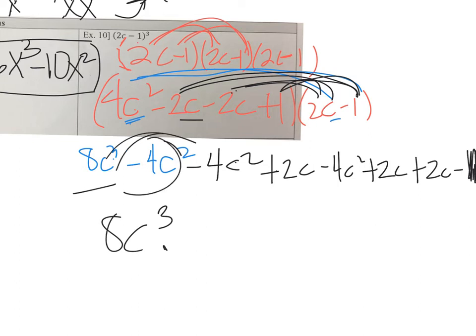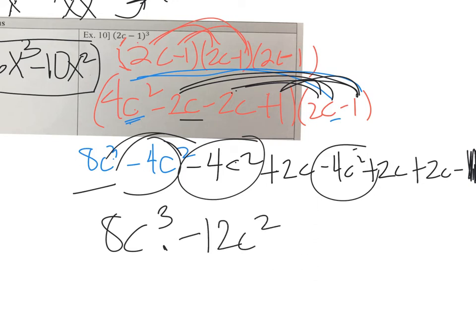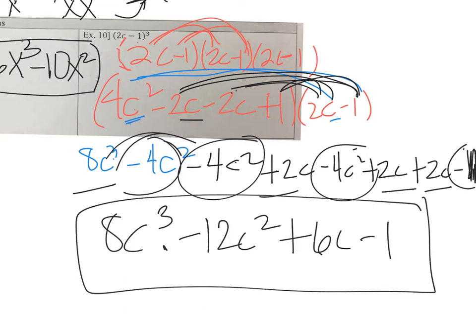Squared, -4, -4, that's -8. Another -4, -12, so -12c squared. 2c, 2c, 2c, that's 6 c's. And we have this lonely -1 at the end. That would be our product.